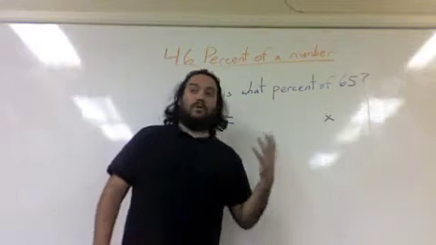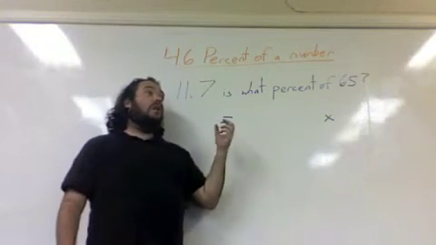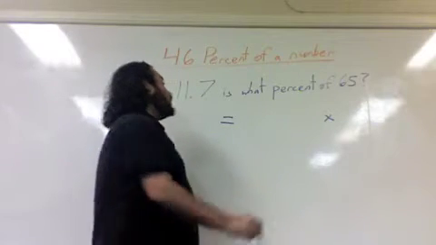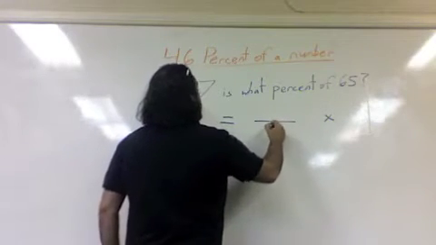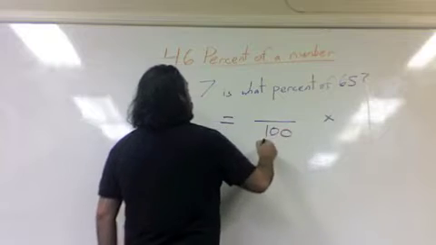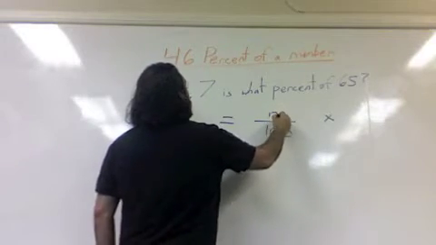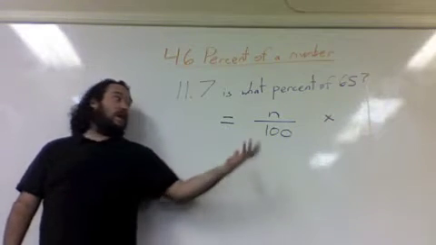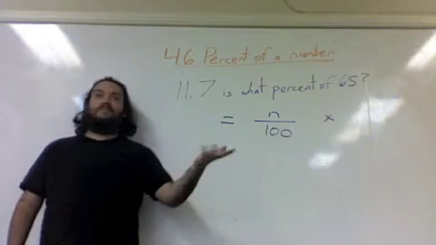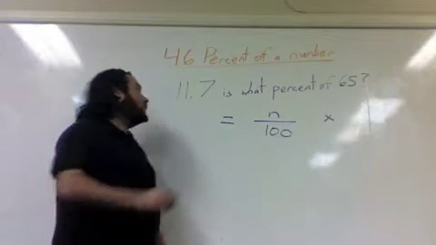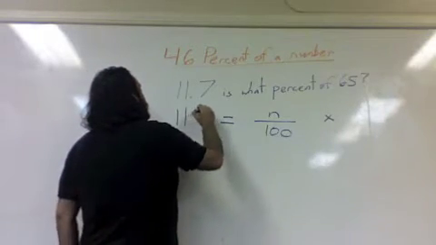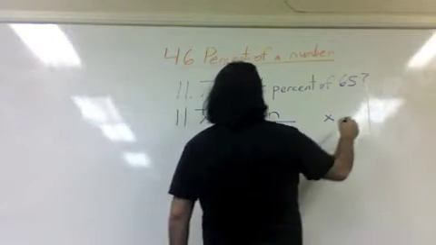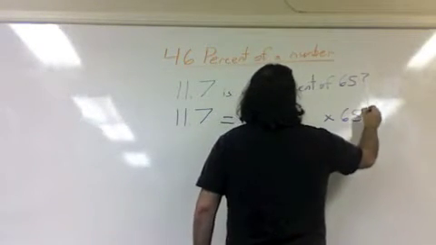Percent means that what we're looking for is some number over 100. Some number, some part of 100. So we're going to write that as something out of 100. Because we don't know what that something is, we're going to use a variable. We're going to use an n. We could use any letter, any variable. We'll just use n for this. So now we're going to rewrite 11 and 7/10 equals n out of 100 times 65.